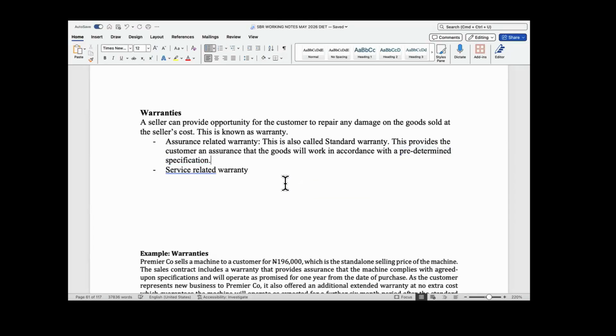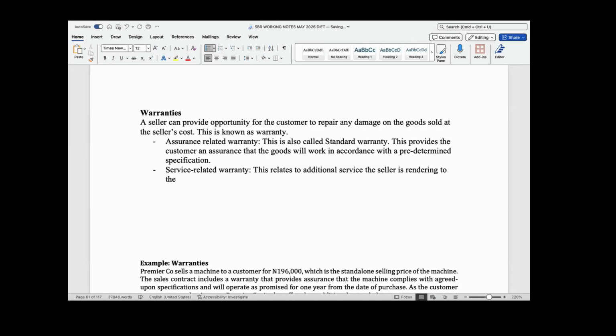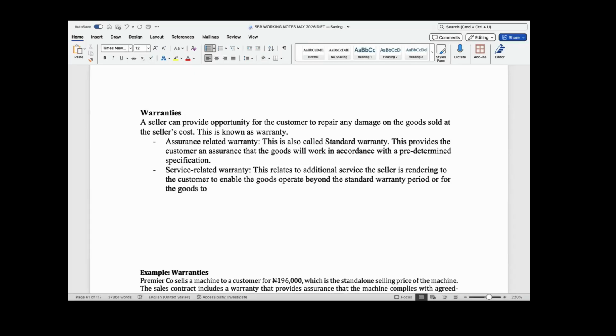But for service related warranty, this relates to additional service the seller is rendering to the customer to enable the goods to operate beyond the standard warranty period, or for the goods to have some additional features.